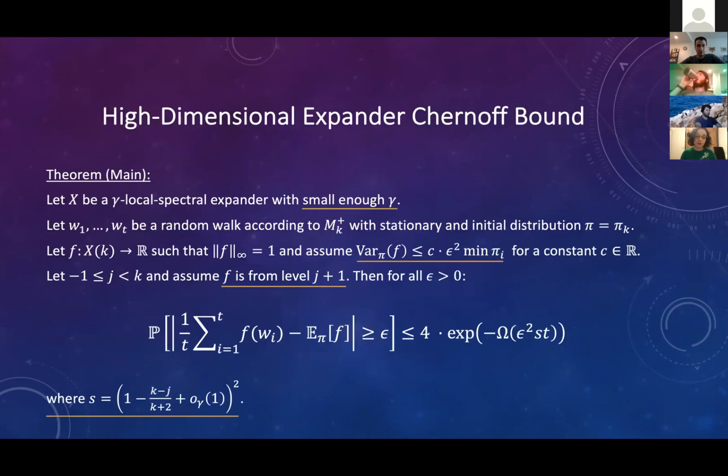So we prove this main theorem, the high-dimensional expander Chernoff bound. Given a gamma local spectral expander, assume that gamma is small enough, and we have our function f on the k-faces, and assume that the variance of f is small. Then if f is from level j+1, we have our Chernoff bound where s equals 1 minus (k-j)/(k+2), plus a small value depending on gamma squared. So if f is from a high level, like level k, then s is very close to 1 as long as the complex is a good expander.